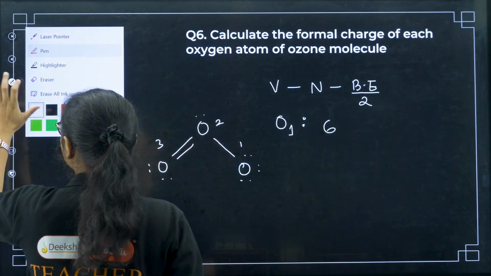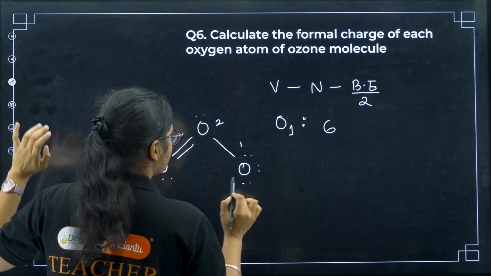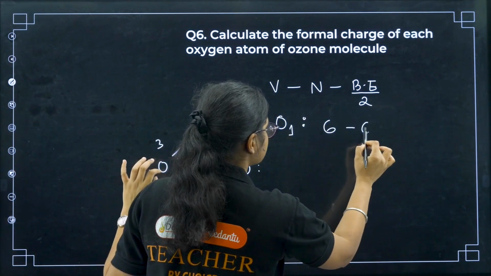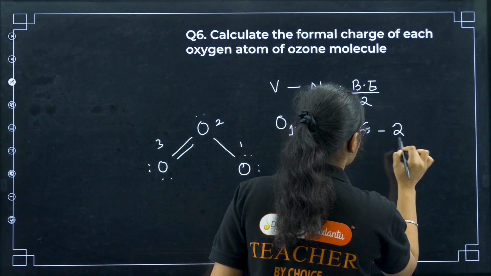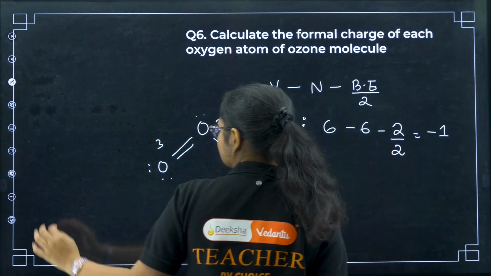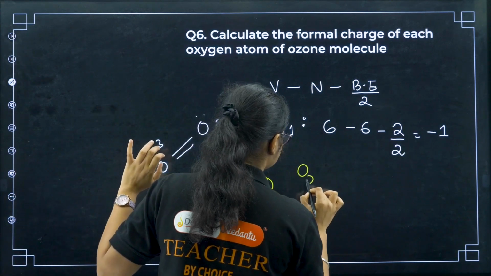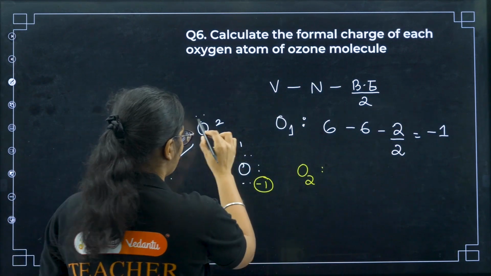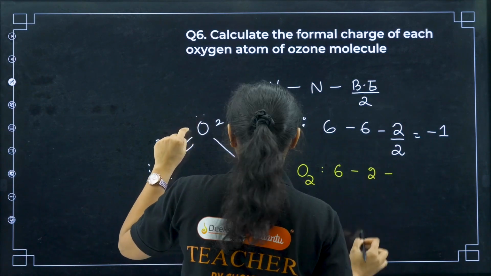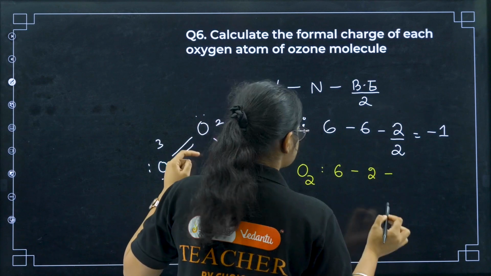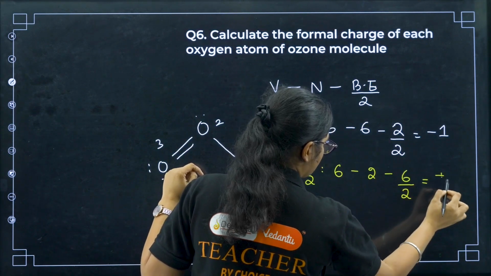Now if I calculate for O1, the total valence electrons is always 6. Here I have 3 lone pairs, so non-bonding electrons is also 6. There is one bond, so bonding electrons is 2, so 2 by 2, that will give me minus 1. So the formal charge on this oxygen is minus 1. Now coming to O2, the valence electrons is 6. How many non-bonding electrons are there? 2. Minus bonding electrons are 1, 2, 3, so 6 by 2. This will give me plus 1.